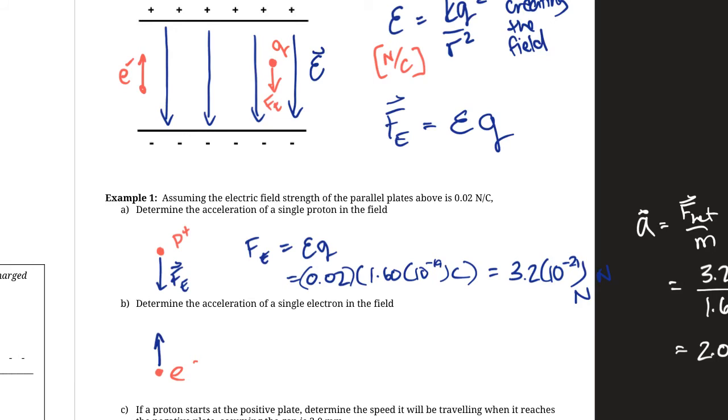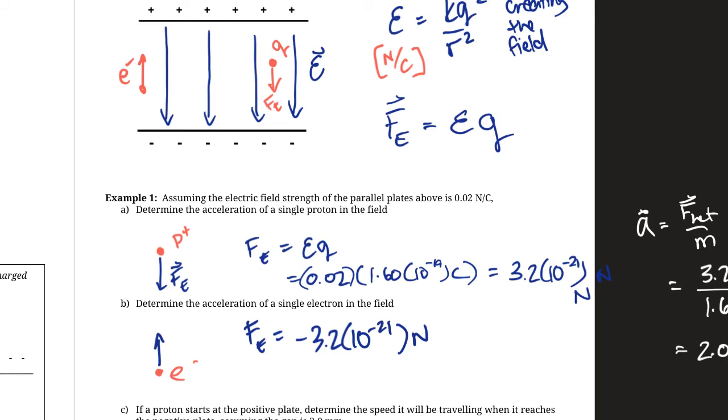So how do we calculate this? Well, it's the exact same process. The force is just in the opposite direction. Now, notice the charge of a proton and the charge of an electron are equal and opposite to each other. One's just positive and one's negative. So the force on an electron is going to be the same as the force on a proton, just with opposite sign. So we can say the electric force on that electron is going to be negative 3.2 times 10 to the negative 21 newtons.